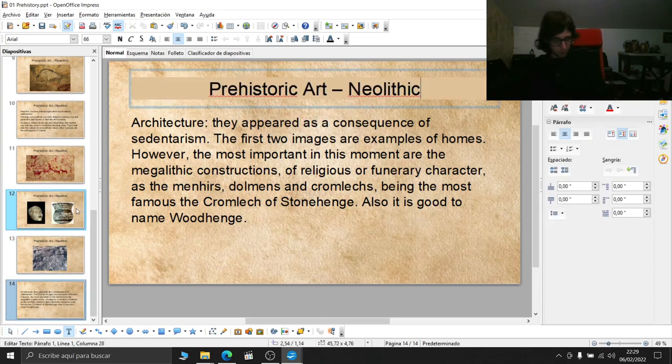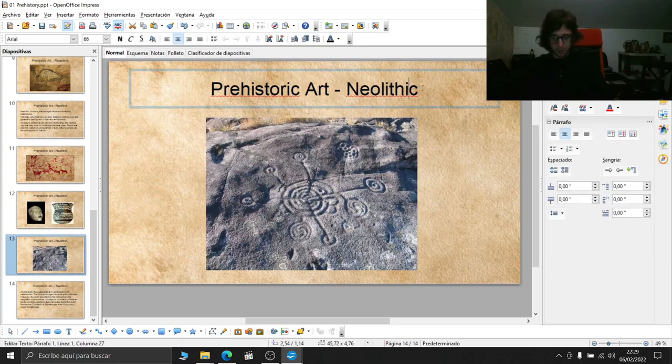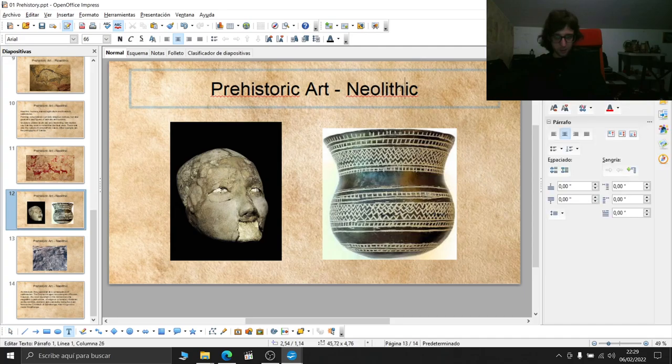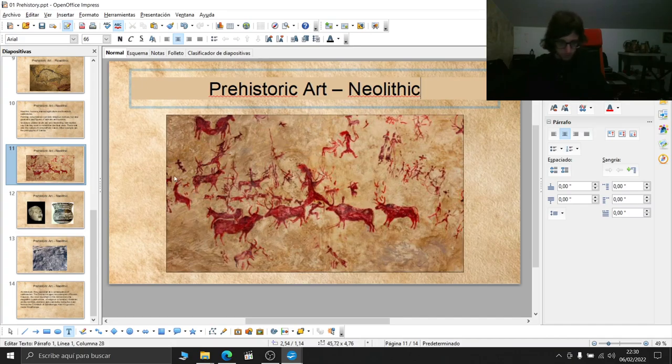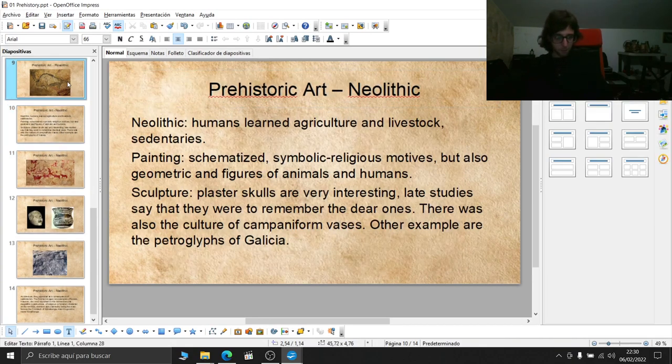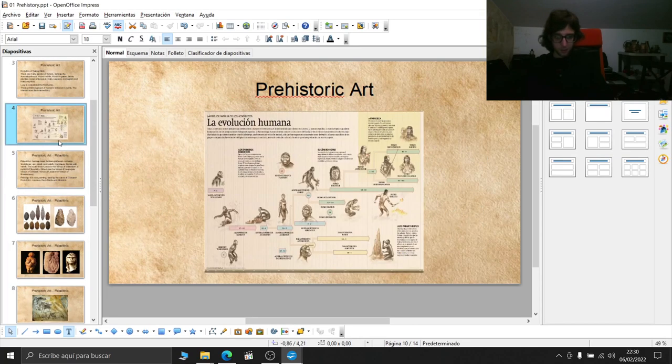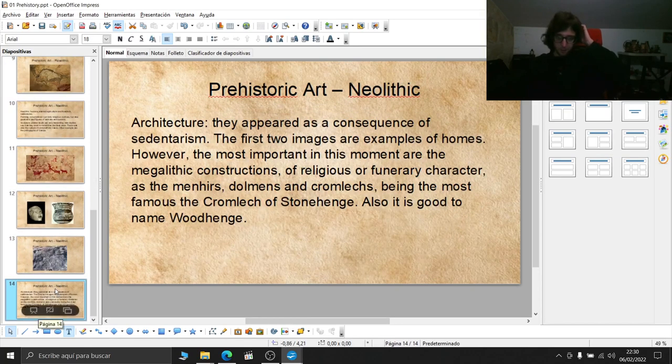Architecture. One moment. I didn't put this title correctly. These are fine. Neolithic architecture. It appeared as a consequence of sedentariness. The first two images are examples of homes. However, the most important in this moment are the megalithic constructions of religious and or funerary character, such as menhirs, dolmens and cromlechs, the most famous being the cromlech of Stonehenge.